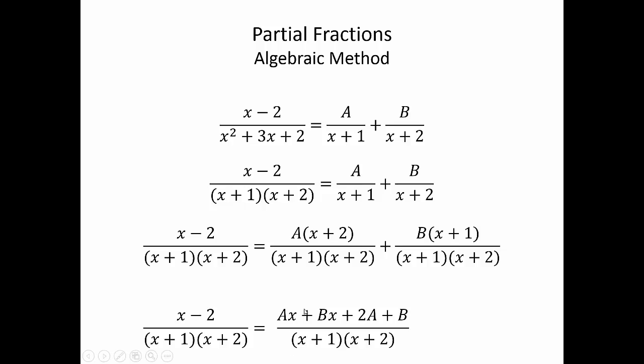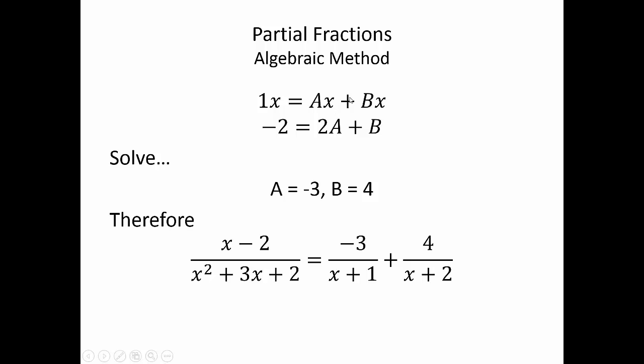From here, we know that the coefficients of the x terms on the right side have to equal the coefficient of the x on the left side, and the constant terms on the right side have to equal the constant terms on the left side. From that, we get two equations and two unknowns, which can be solved through a number of methods. We wind up with A is negative 3, B is 4. Therefore, x minus 2 over x squared plus 3x plus 2 is negative 3 over x plus 1 plus 4 over x plus 2.